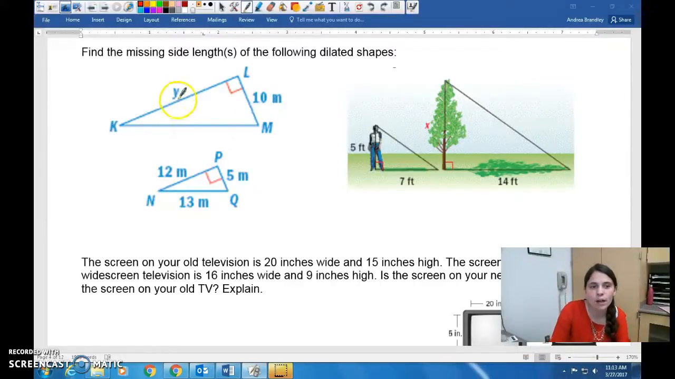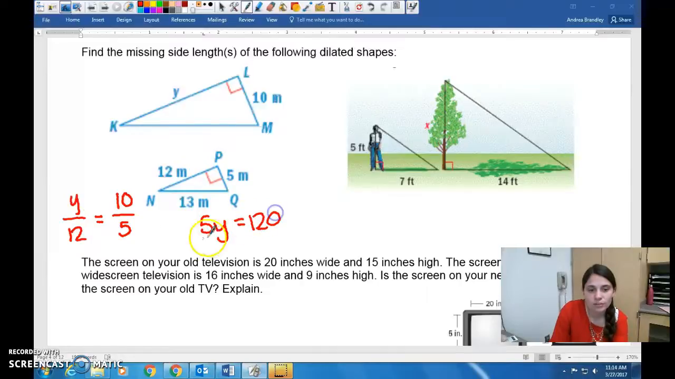So like, for example, my y right here, the corresponding line in my second shape is right here, which is equal to 12. So that has to be equal to 10. And again, since I started with this shape as my top part, this shape also has to be my top part, so I have a 10 here, over 5. Once you have this proportion set up, you can solve for y by cross multiplying. So y times 5 is 5y. 12 times 10 is 120. If you divide both sides by 5, y equals 24.